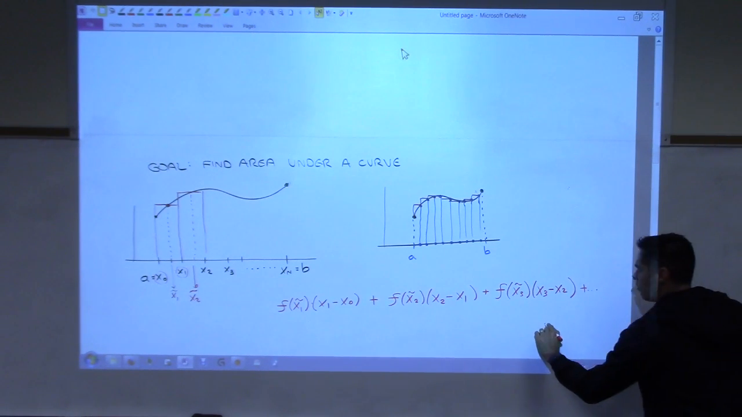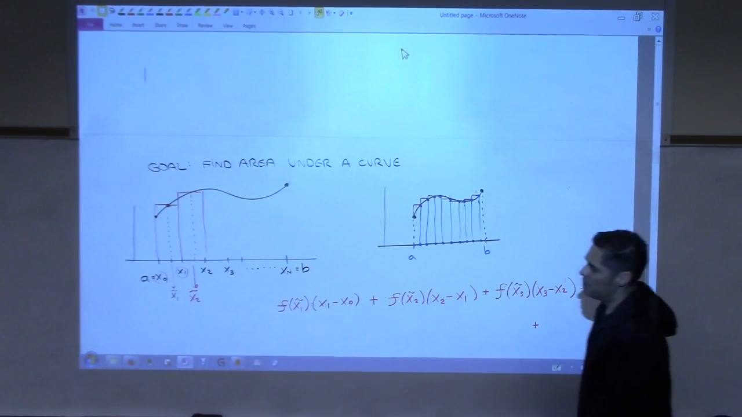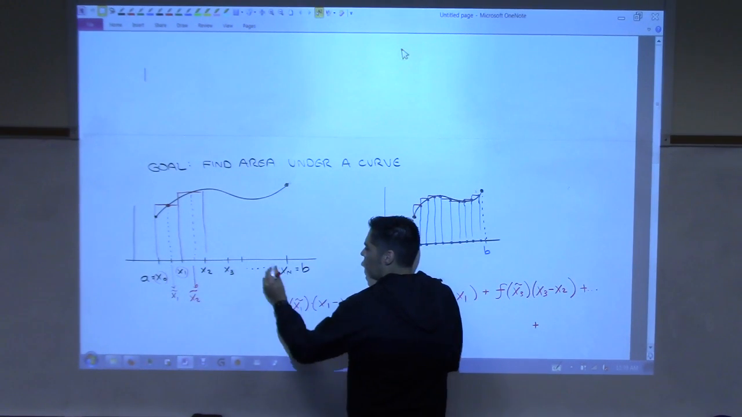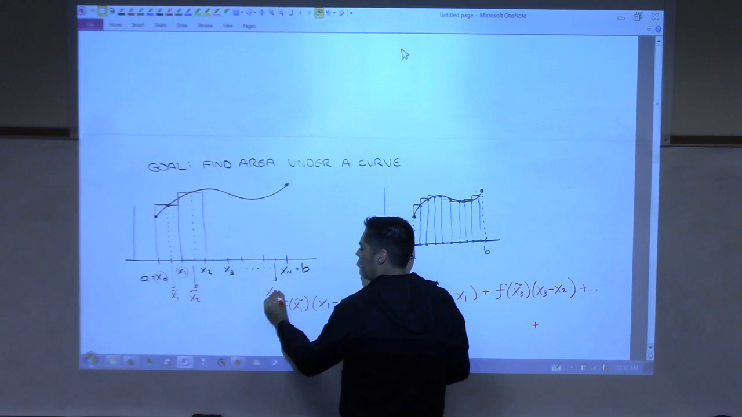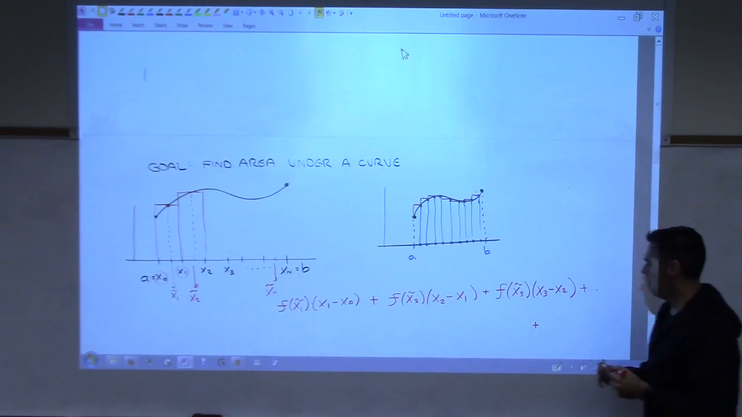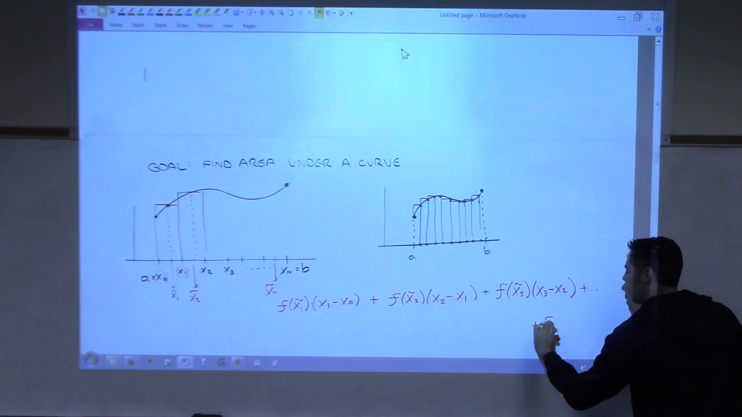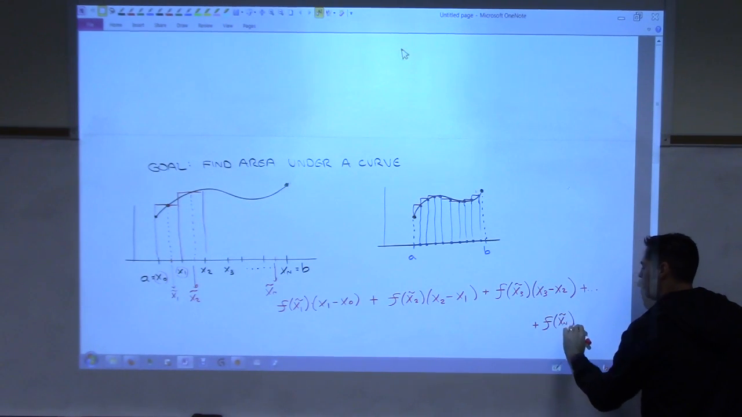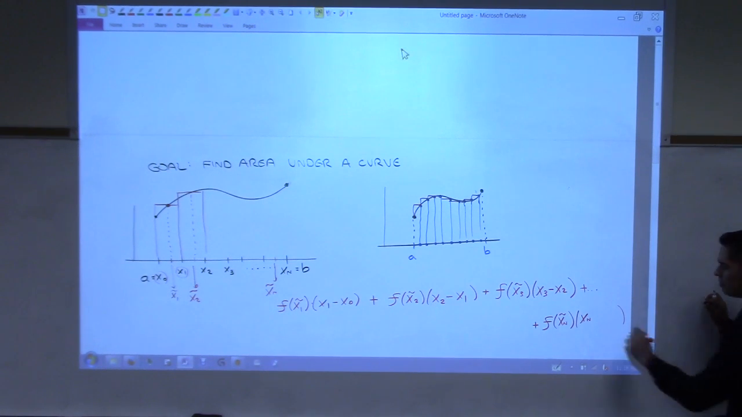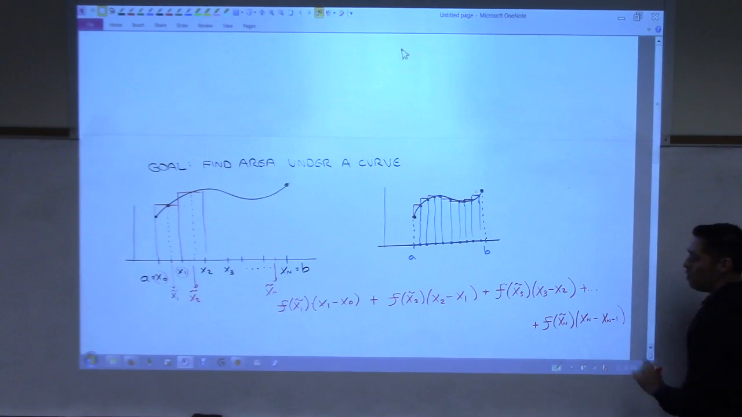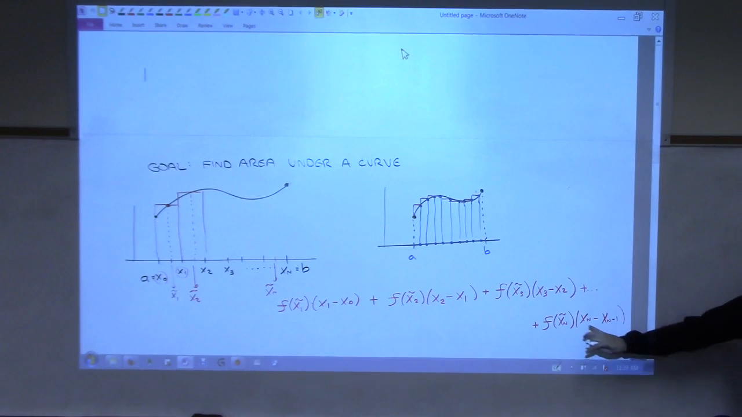What would the very last one be? So that would be, I'd be picking my last one right here. That'd be x sub n tilde, right? So we would have f of x sub n tilde times, what's the last one's width? That's kind of hard. Wouldn't it be x sub n, that's the last point, minus x sub whatever n minus 1 is, right? The one right before it. So if this was like x sub 100, this would be x sub 99.